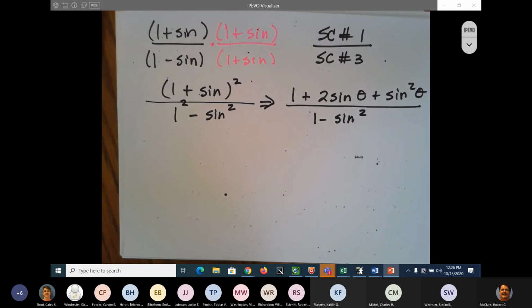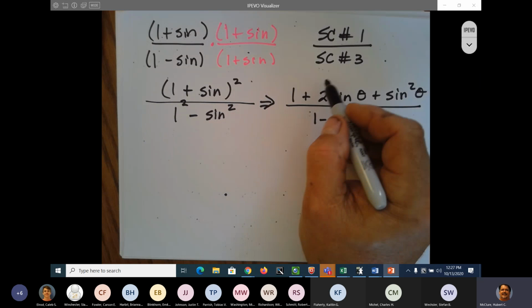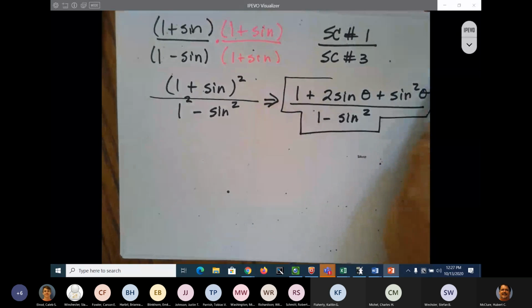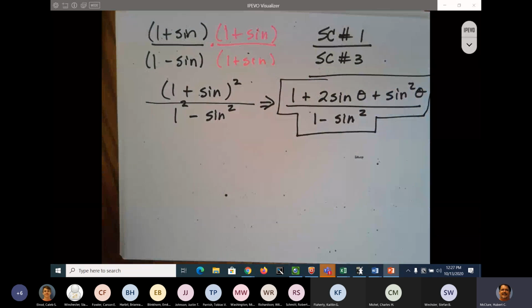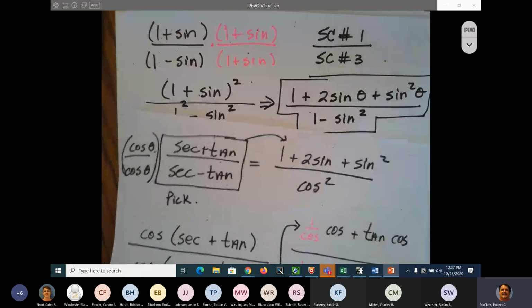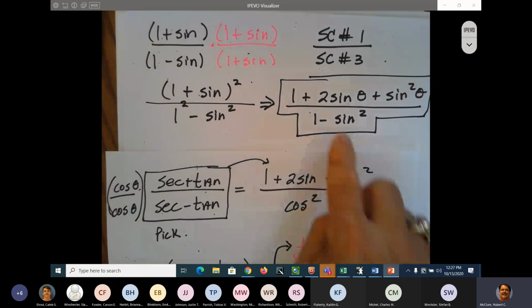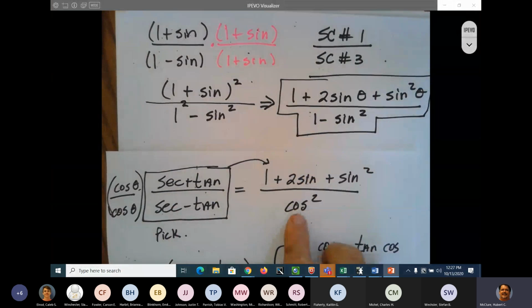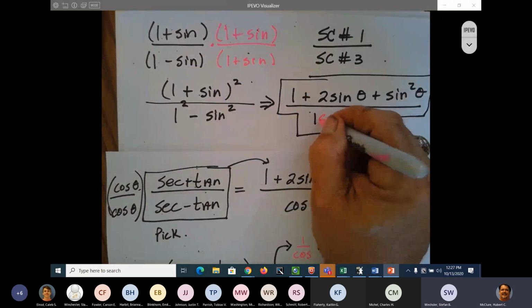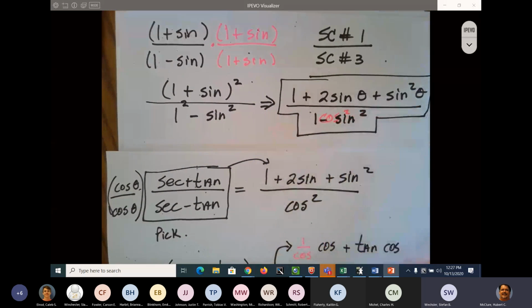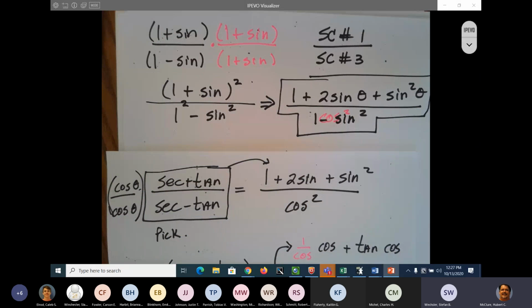And when you get that, you get the left-hand side. If you remember, on the problem we wanted this side to look like this side, and I forgot the cosine squared. 1 minus sine squared is equal to cosine squared. Sorry, I forgot that part. That's a good test question also.